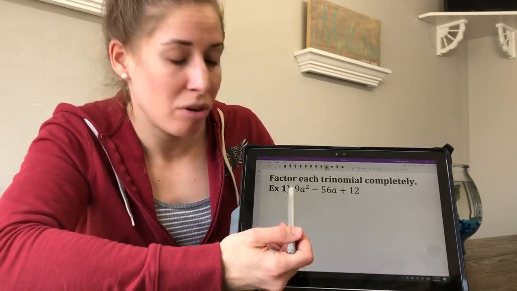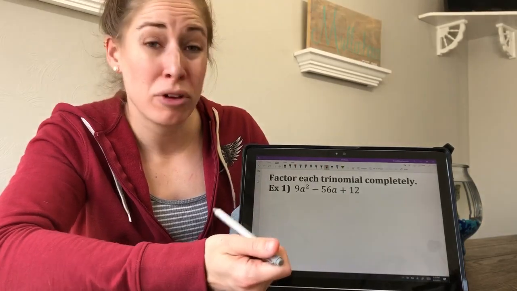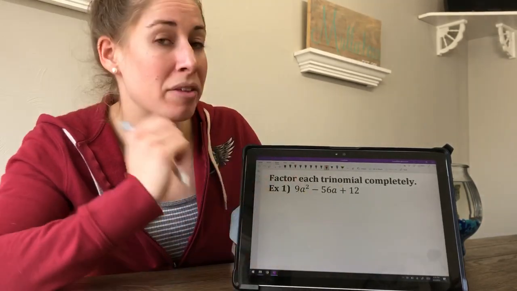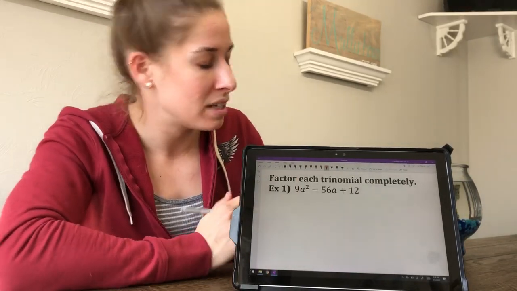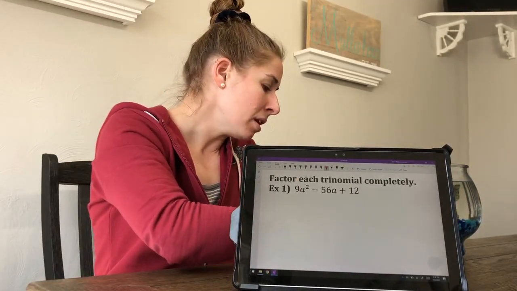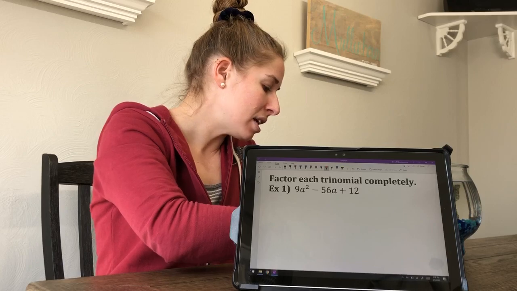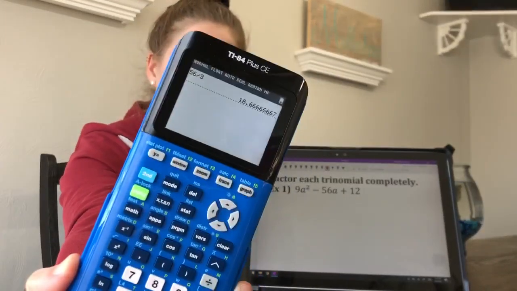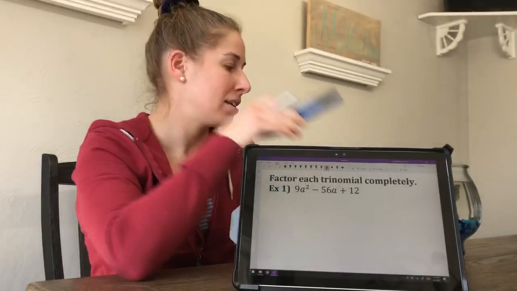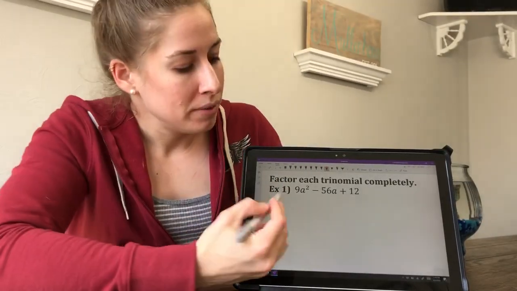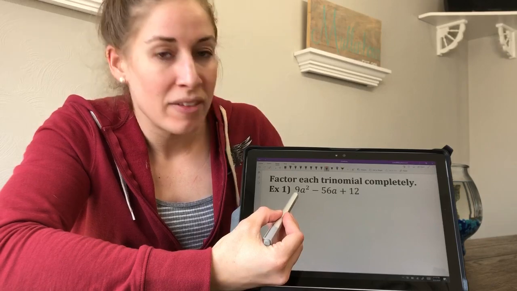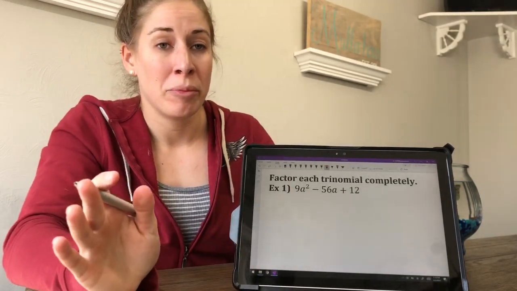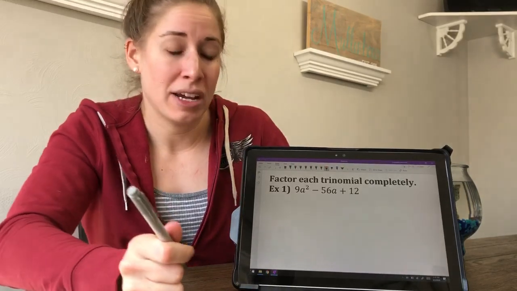2? No, because 9 is not even. 3? I don't know, maybe. We know that 9 and 12 can divide by 3, but maybe you don't know off the top of your head if 56 does. So plug it in. When you plug it in, does 56 divide by 3 without a decimal? No, it doesn't. 4, no. 5, 6, 7, 8, 9, no. So there's no common monomial. Make sure you're checking for those.